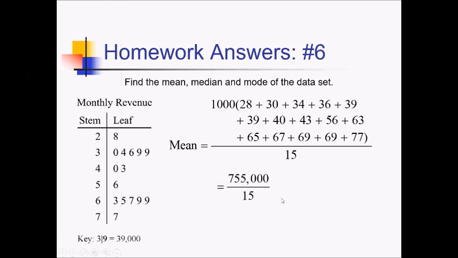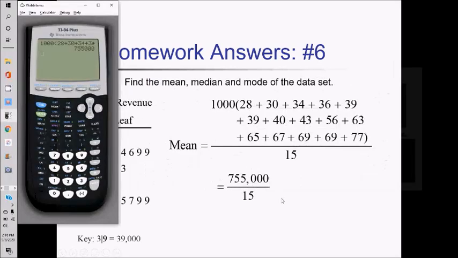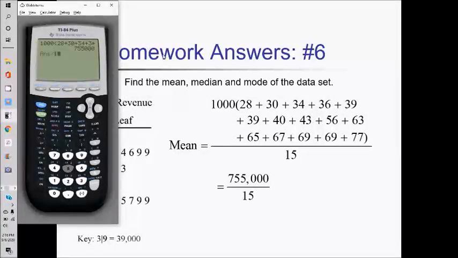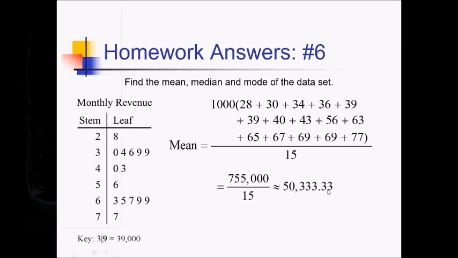And now let me actually do that on my calculator. So I've already got the 755,000 in there. Let me just divide that now by 15 to get 50,333.33, nearest hundredth there. So apparently that's our mean monthly revenue. Next, let's find the median.